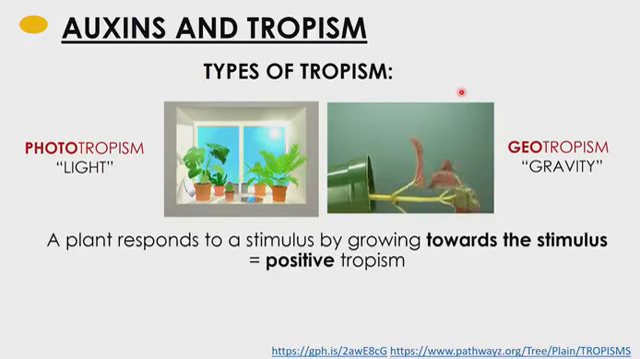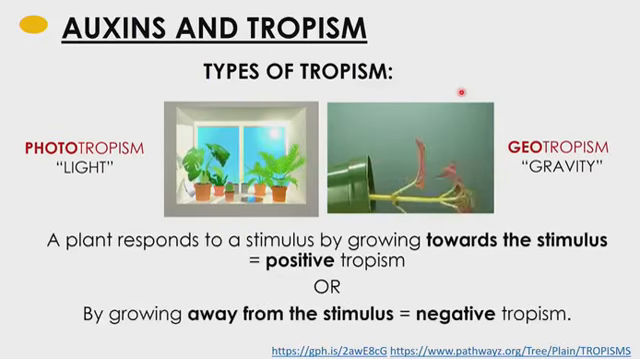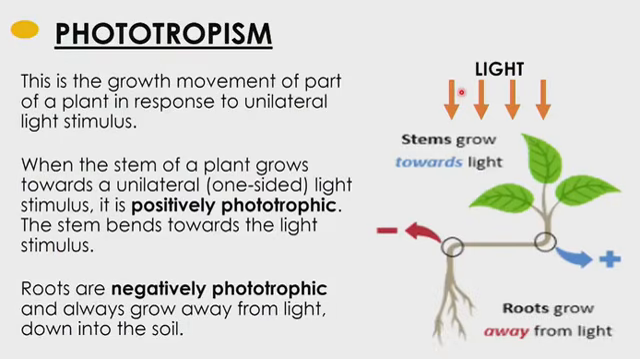So that means that different parts of a plant can respond to a stimulus either positively or negatively. Now, phototropism is the first one we're going to dissect a little bit. So we know now that it is the growth movement of a part of a plant in response to a light stimulus. And usually this is unilateral light, meaning, as in the diagram, it's coming from one direction, and now the plant has enough time to grow in that particular direction.